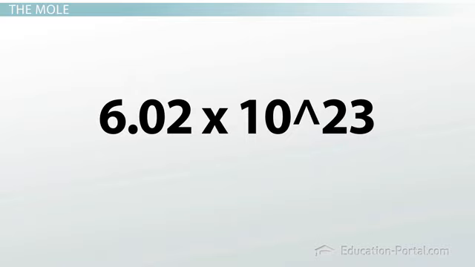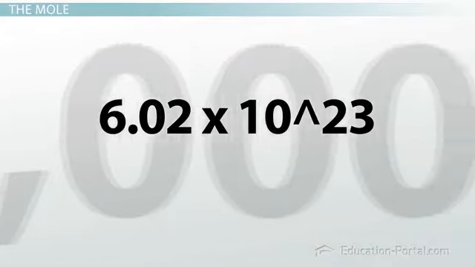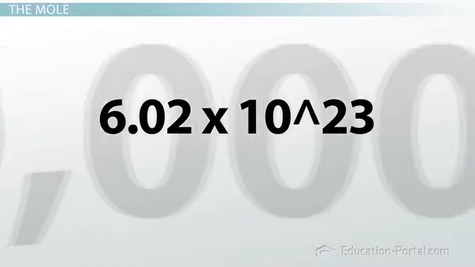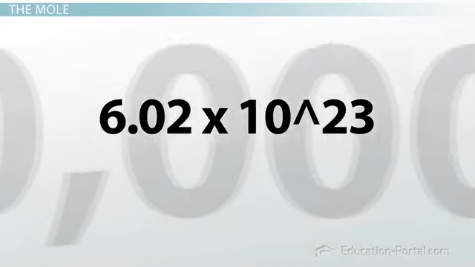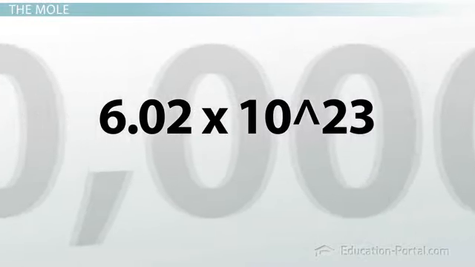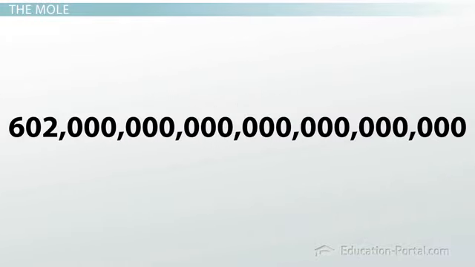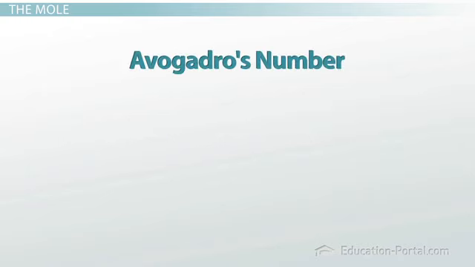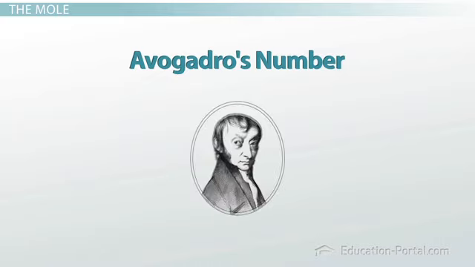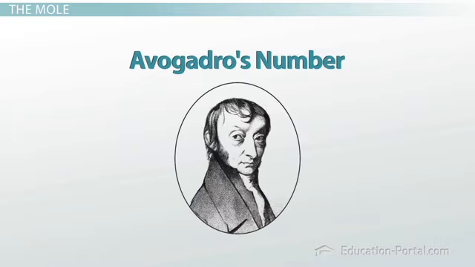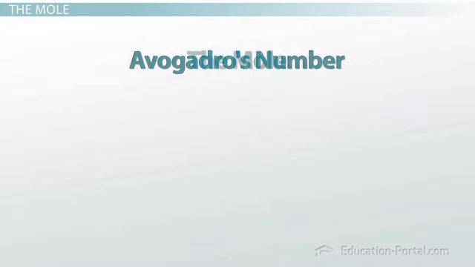6.02 times 10 to the 23rd. That is 602 followed by a long string of zeros. I don't even know what that number is called. And that's okay, because this number has its own special name. Kind of like 12 has its own special name, dozen. Its special name is Avogadro's number, which is named after this guy. Avogadro's number is more commonly called the mole.